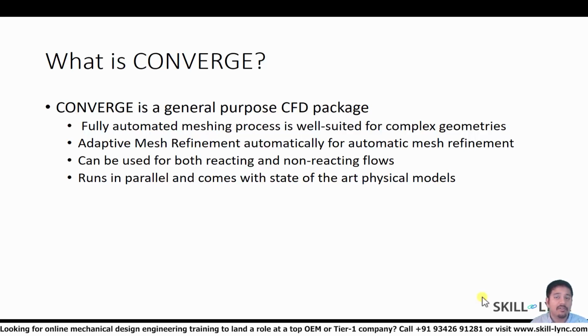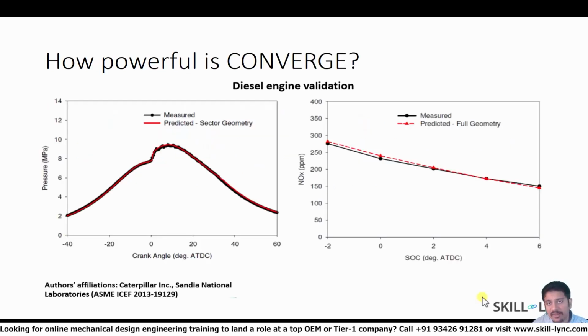In addition to this, CONVERGE can also be used to simulate reacting and non-reacting flows. Reacting flows are ones where chemical reactions take place, and CONVERGE supports that as well. And finally, any industry standard simulation tool must be able to run in parallel. You might have already run a couple of simulations in parallel using MPI. Now with CONVERGE, you can run simulations with more processors if required. And it also comes equipped with state-of-the-art physical models. Now in this lecture, we are not going to be talking about the physical models. That is meant for a different lecture. So now let us start by looking at some case studies.